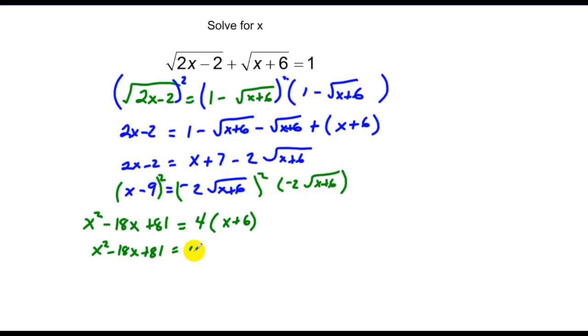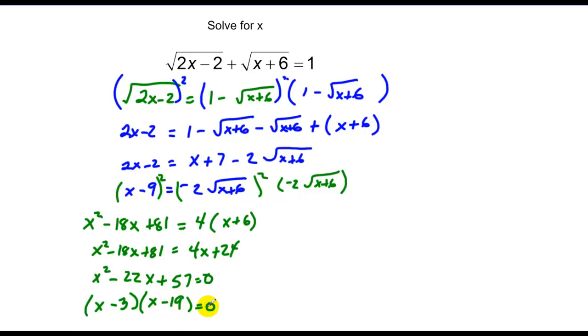When I do so, I get 4x plus 24. Set aside equal to 0. That's x squared minus 22x plus 57. Hopefully that factors. What multiplies to positive 57 adds to negative 22. That's x minus 3, x minus 19, set equal to 0. So again, I have 19 and 3 as my two answers.